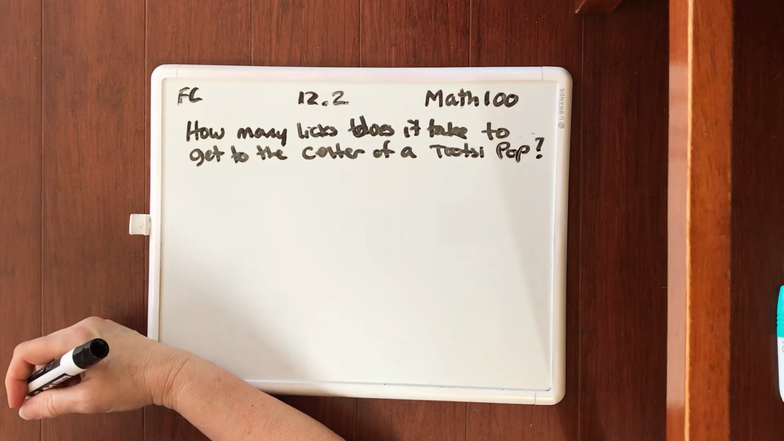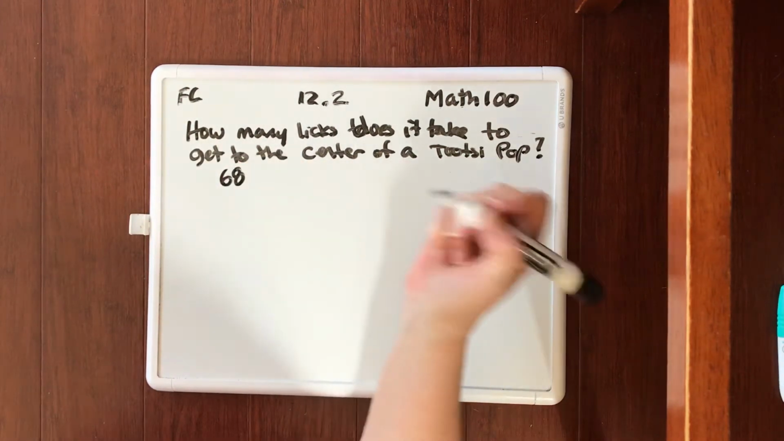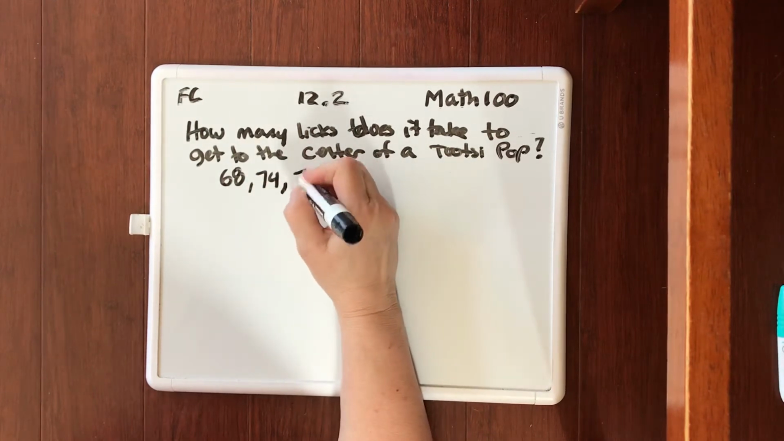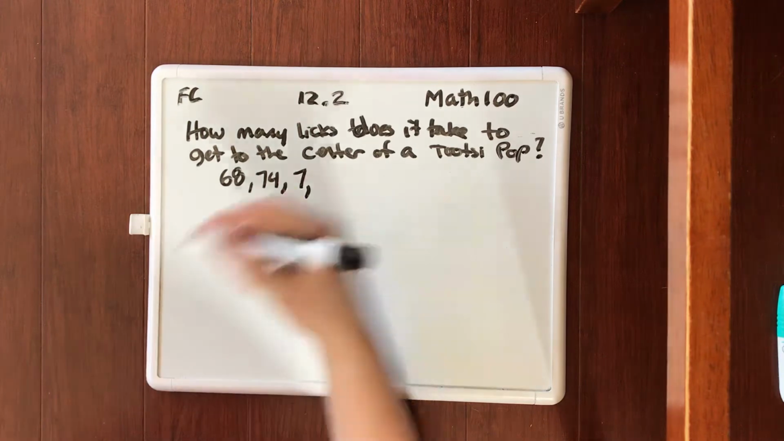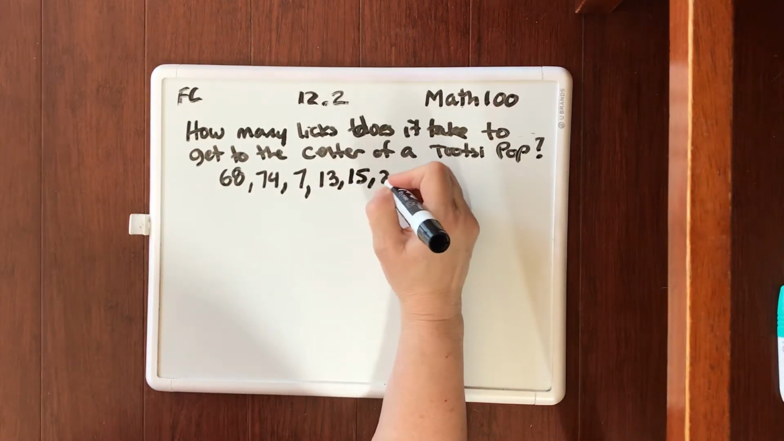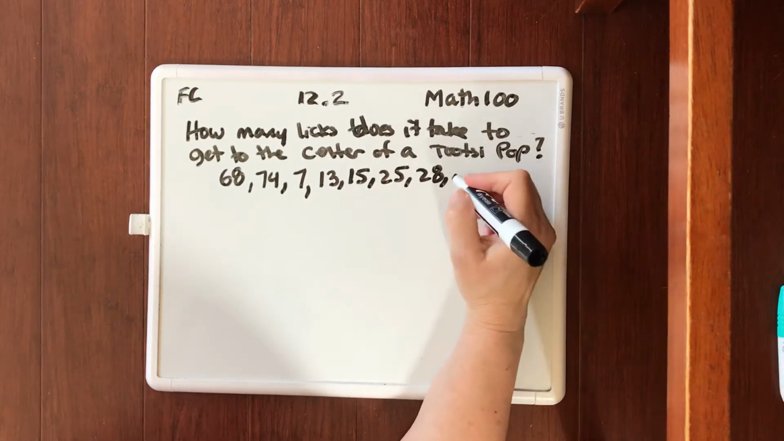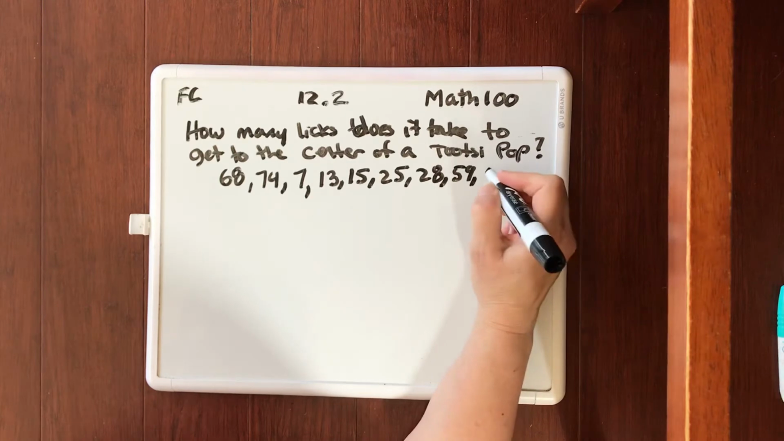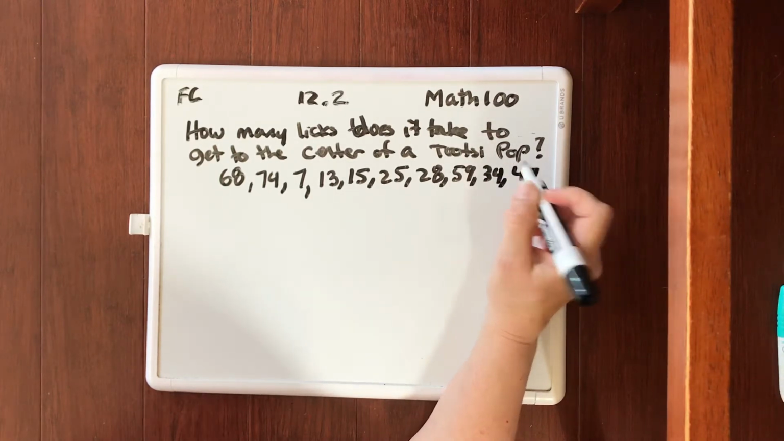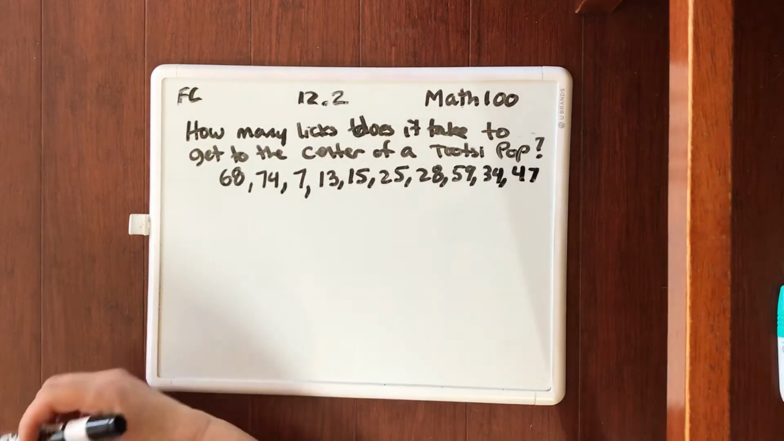Okay, all right, so I've just made up some data. 68, which seems pretty realistic, 74, and 7 doesn't look realistic. They probably bit into it. And then we have 13, 15, 25, so just a bunch of data points of how many licks these people supposedly took to get to the center of a Tootsie Pop. All right, and 47. Let's see, 1, 2, 3, 4, 5, 6, 7, 8, 9, 10.